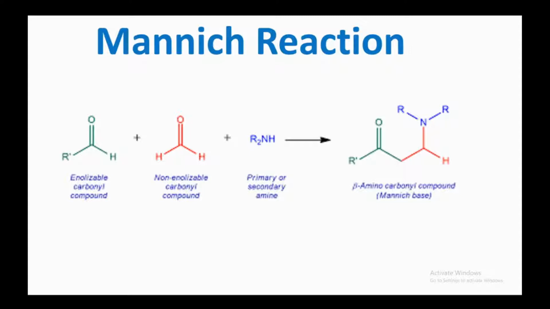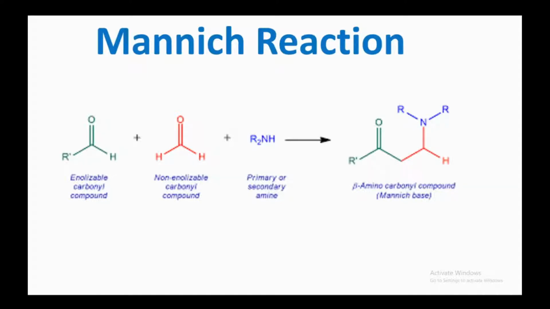If you are unfamiliar with the classification of amines, I have made a video about the classification of functional groups and various types of functional groups, where I have discussed almost all the organic chemistry functional groups in detail, including their classification. You can watch that video to understand how to identify which is a primary amine and which is a secondary amine. So these are the three things that you need, plus HCl, to generate beta amino carbonyl compounds. That is called a Mannich base. It's called a Mannich base because it acts as a base for further synthetic schemes if required.